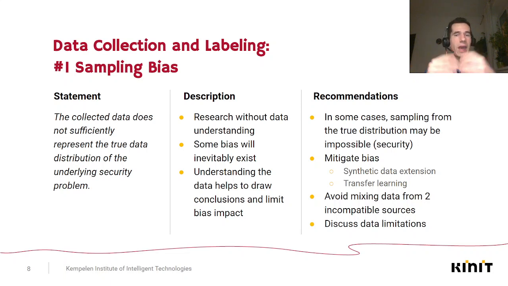So if we capture and analyze data from one network, it may be fundamentally different from another network. And when an attack happens on one network, it may look completely different on the other network. So if we mix data from two incompatible networks, this might not work well and can also create bias. So we shouldn't mix data from two incompatible sources, especially in computer networking. And if there are some data limitations, we should discuss them in our paper.